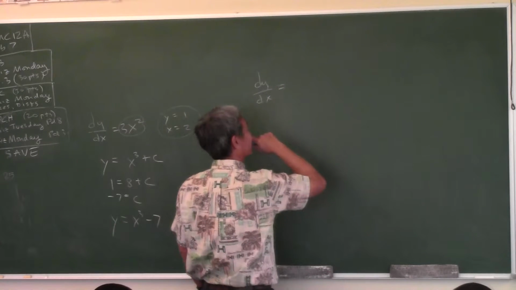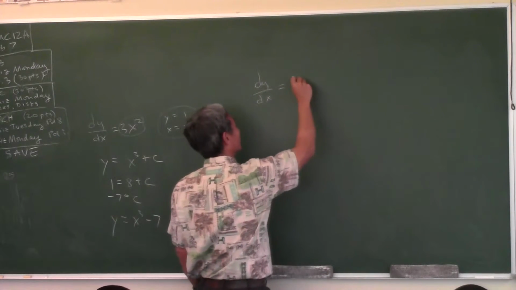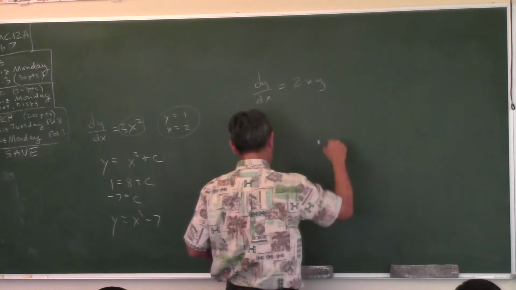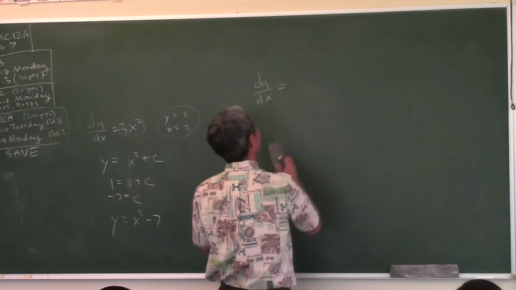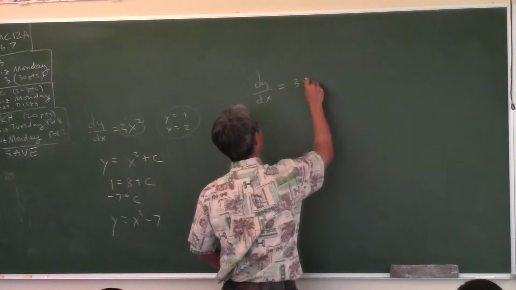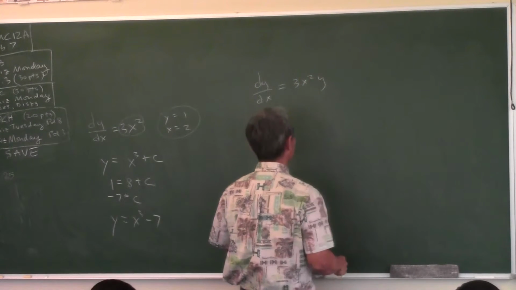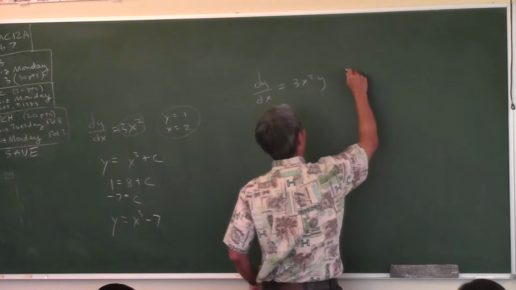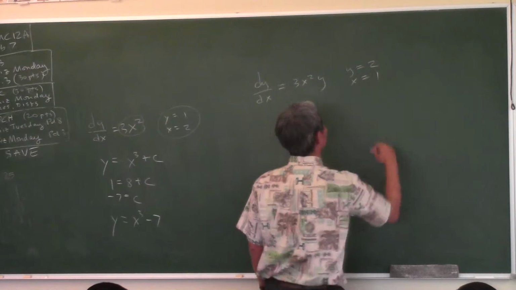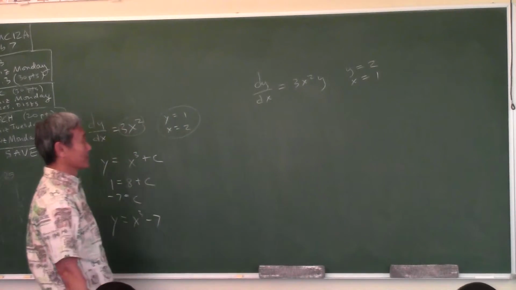dy/dx equals, okay, what shall we do? 2xy with the initial condition, no. Let's make it a little easier than that. How about 3x squared y? Yeah, I like that better. y equals 2 when x equals 1. Okay, those are your initial conditions.